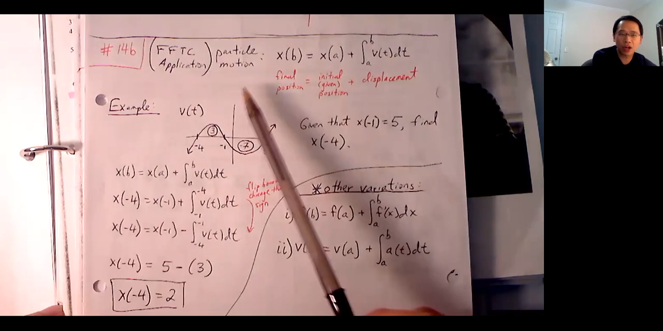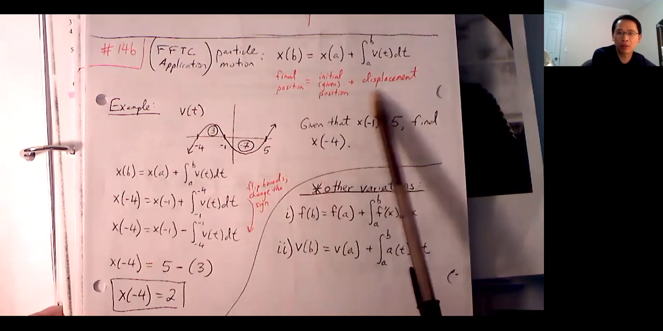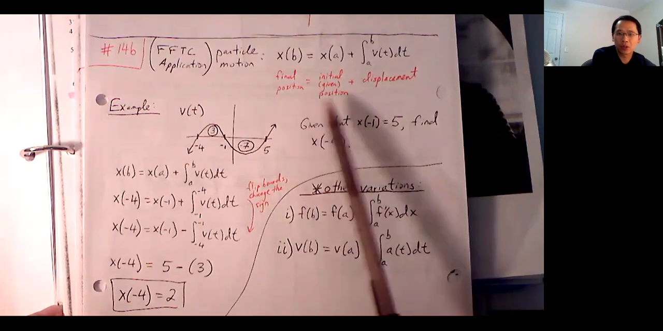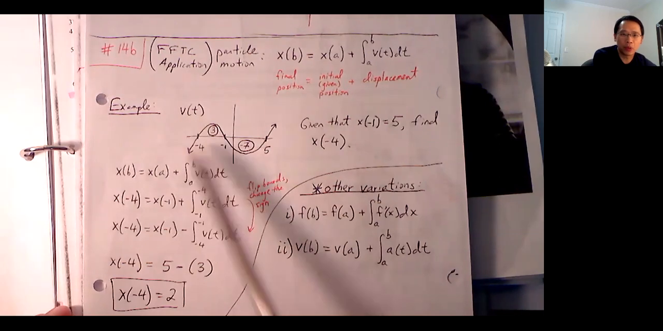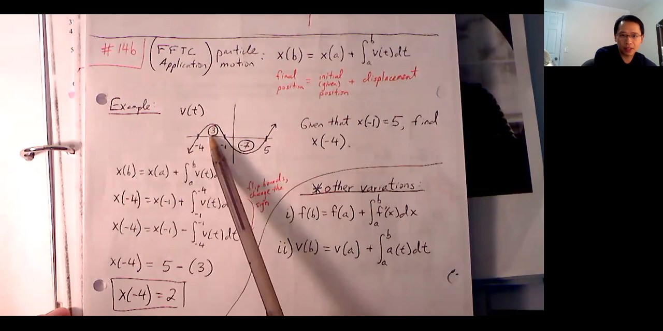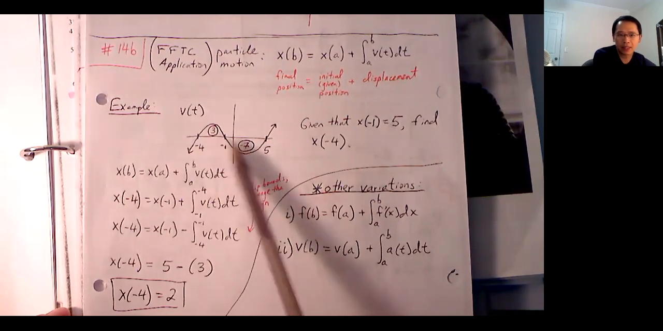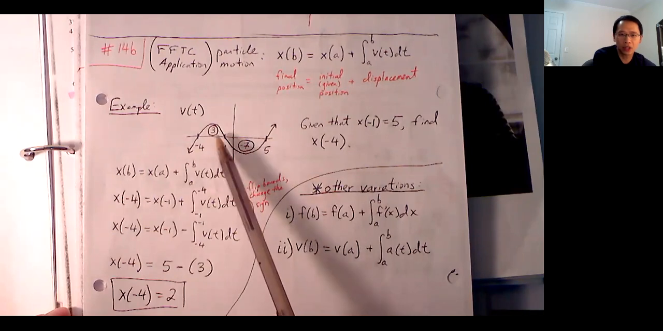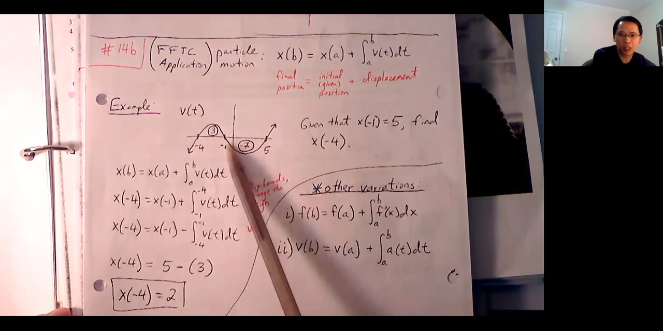So here is what that first theorem application is. We've done this with a couple of problems. Our final position equals initial position plus displacement. So let's say we have an example where you're given the velocity function, and let's say the values are provided inside these regions. So let's say this is a displacement of 3, this is a displacement of -7.